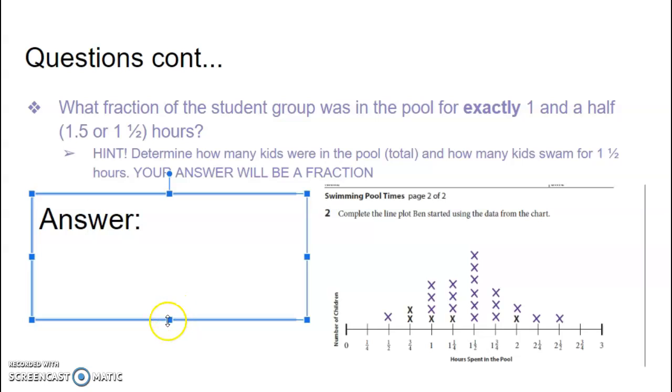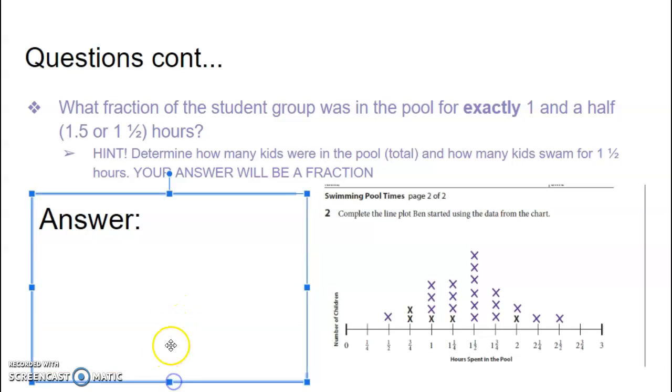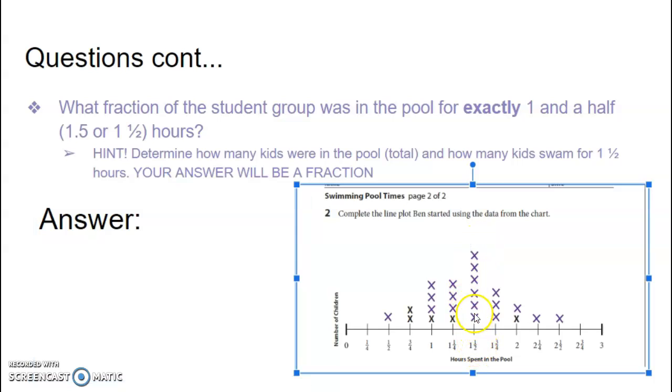Again, here's where you can post your selfie. So, what fraction of the kids swam for exactly an hour and a half? Here is an hour and a half. I want to know what fraction of the total amount of kids is that.